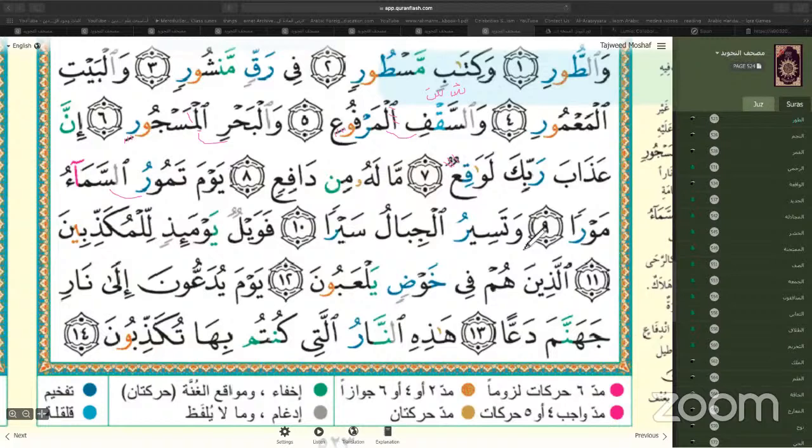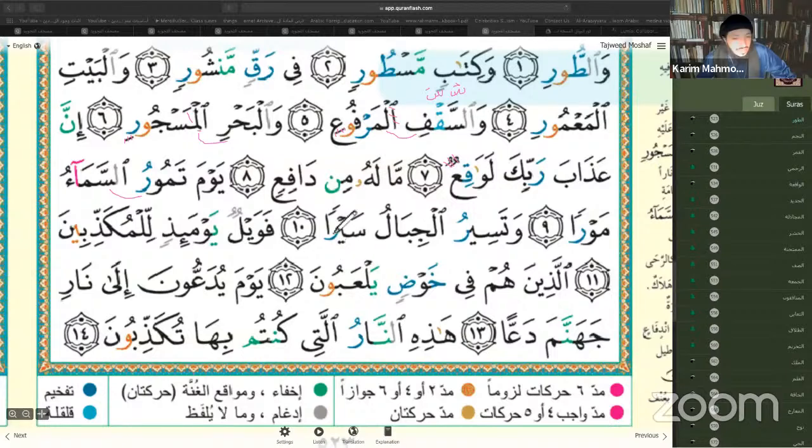Sayra. This here is read as an alif. We're going to take these two fathas out and you're going to read the alif. Sayra. Sayra. Okay. All right.